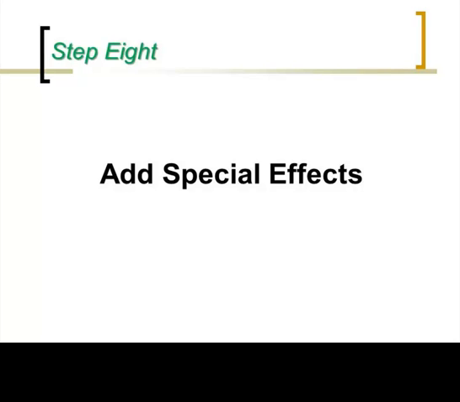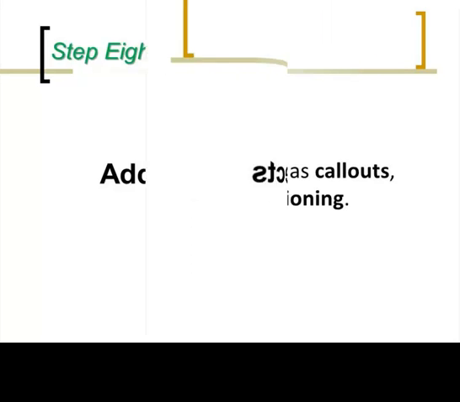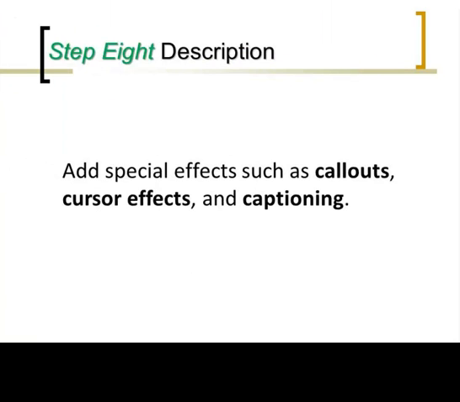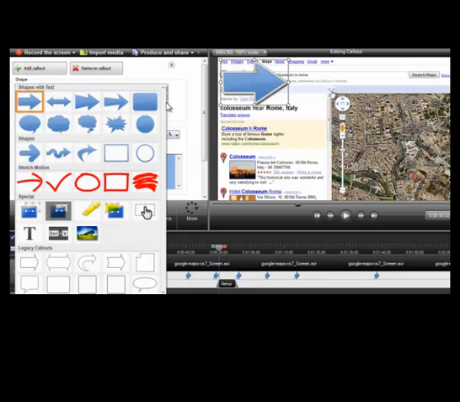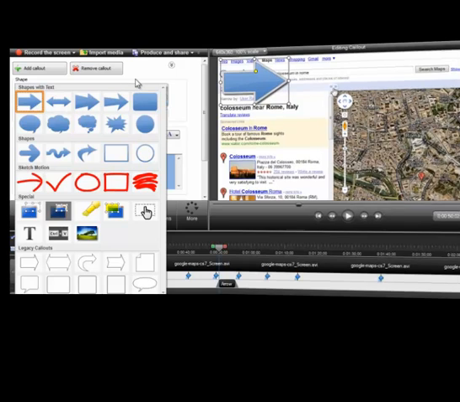Step 8. Add Special Effects. You can add special effects to your videos such as callouts, cursor effects, and captioning. Find cool callouts under the Callouts tab, and you can use your own images as a callout. Import it and drag it into the timeline. A callout track will be created automatically for it.